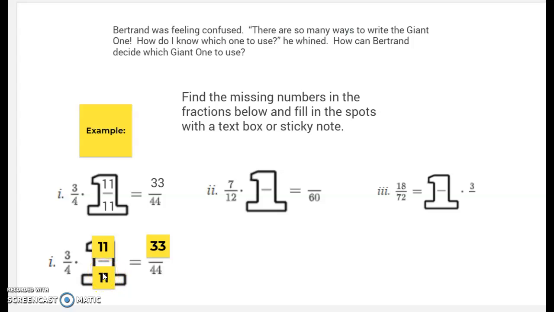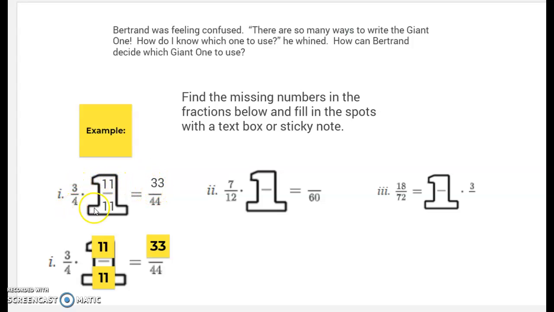It's the same thing. I also know that in my giant one, my numerator has to be the same as my denominator. So if my denominator is 11, my numerator also has to be 11. So I used a text box and I put an 11 right here. Also, a sticky note I used on the bottom one for the 11. So now I have all of this filled in, but I was still missing my numerator right here.